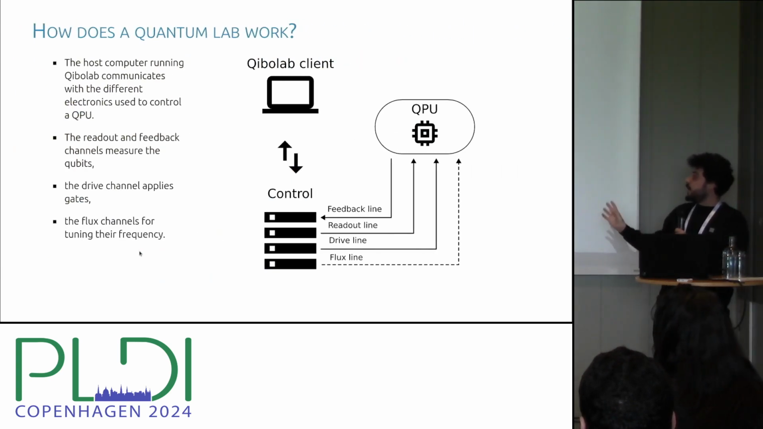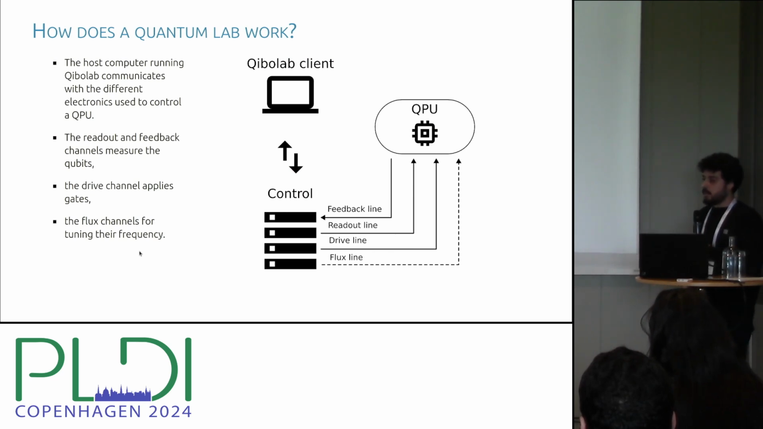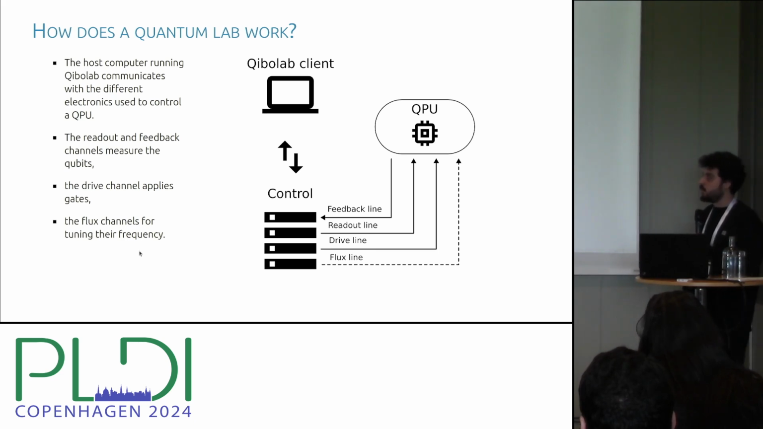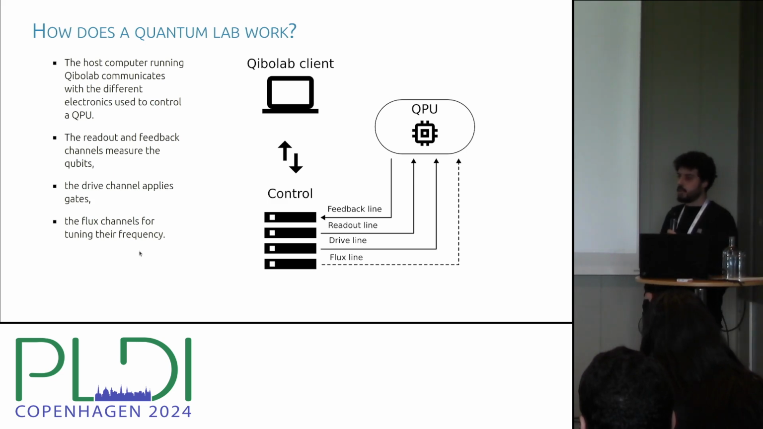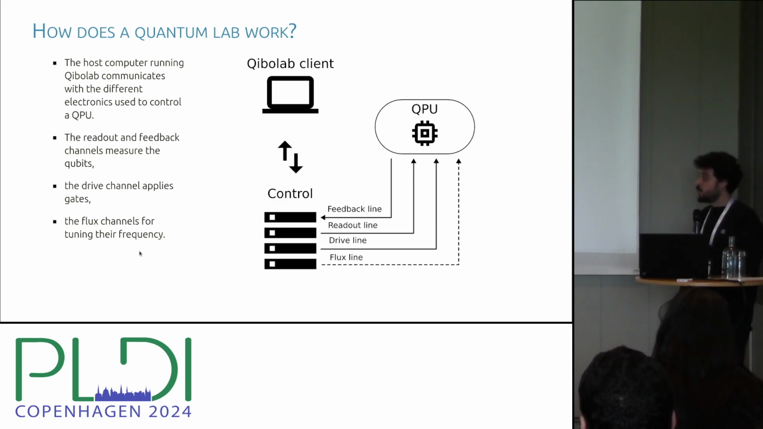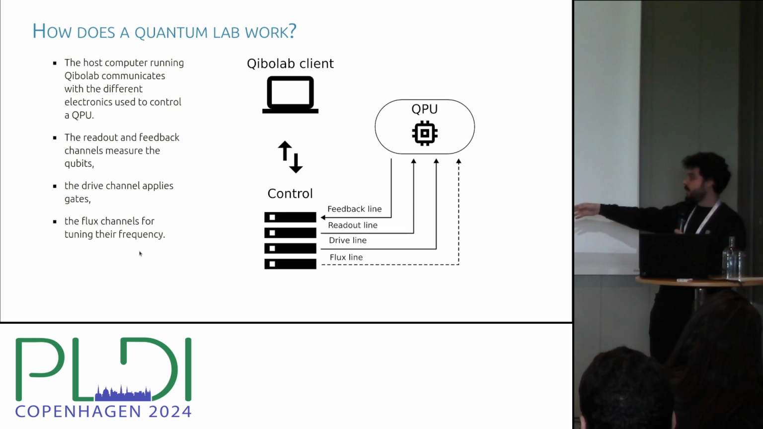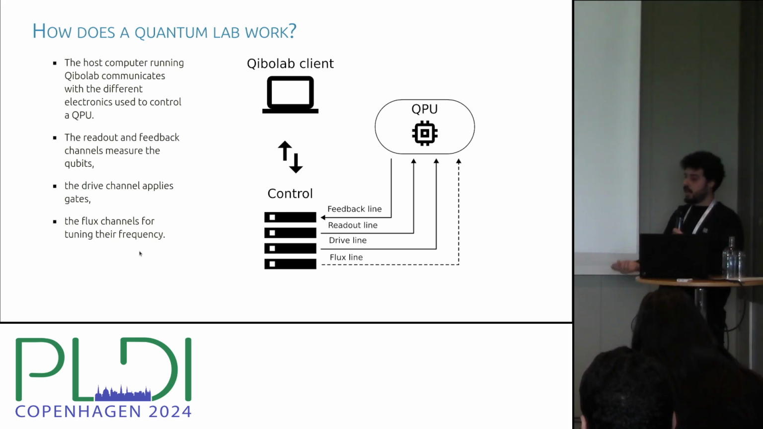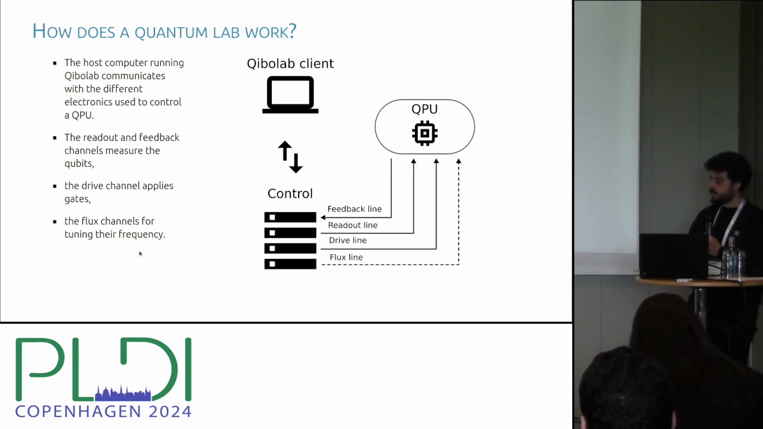This is a scheme of the picture that we have seen before. And usually, when we want to perform an experiment in a quantum lab, we want to be able to connect through a host device to the control electronics in order to generate pulses and send them in specific lines, readout, drive, and flux line. And then at the end, collect back the output, that is another pulse.